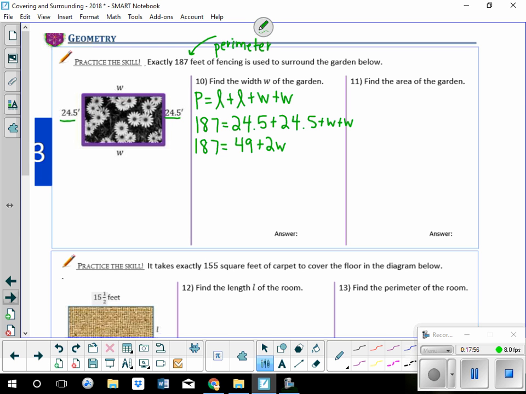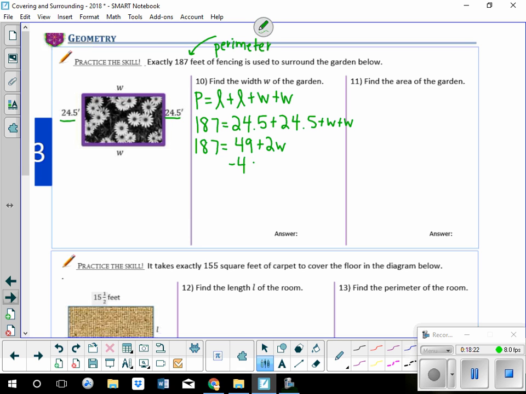Now, as I work through this, I'm going to explain to you what I'm doing, but I'm also going to give you a little taste of solving equations that you'll do in 7th grade. So I know that the total perimeter is 187. And from that, 49 of that is the length. So I want to take out 49. I want to subtract 49.